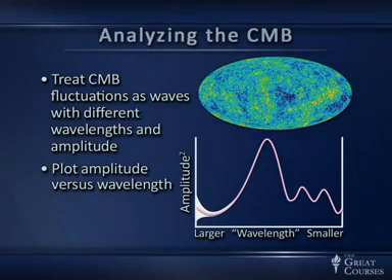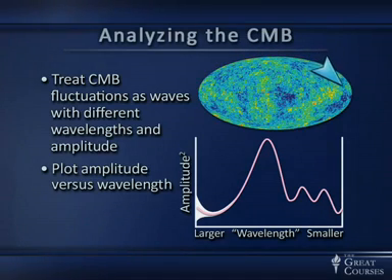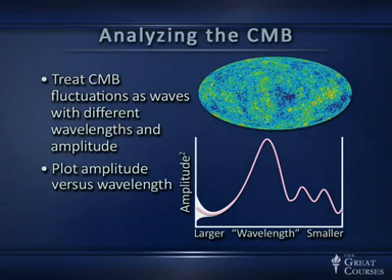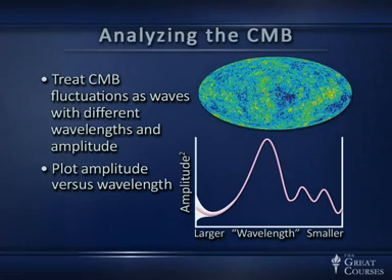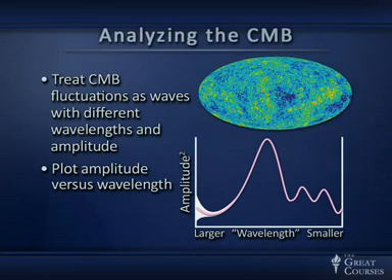Now, you can see there's a lot of small structure detail in there. It's 360 degrees around, so that whole map is looking at the whole sky. You can imagine that there are fluctuations, a lot of them, on the size scale of about a degree. So what we do is we treat these fluctuations as if they were waves, and we analyze them for how much amplitude there is in waves as a function of wavelength. And we make a plot of that.